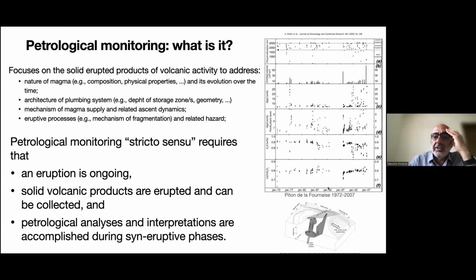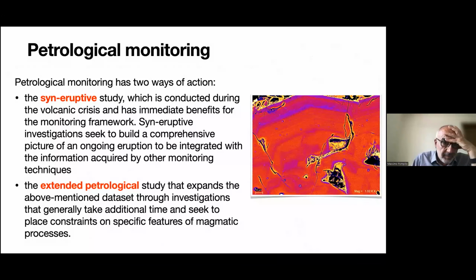On the right, you can see a typical product of petrological monitoring. This is Piton de la Fournaise, from a paper of Aline Peltier et al. of 2009. You can see some volcanological parameters here, volume and composition of rocks, in particular potassium, magnesium, calcium, aluminium, and the result is also the interpretation of the magma movement within the plumbing system of the volcano. This is a typical aspect.